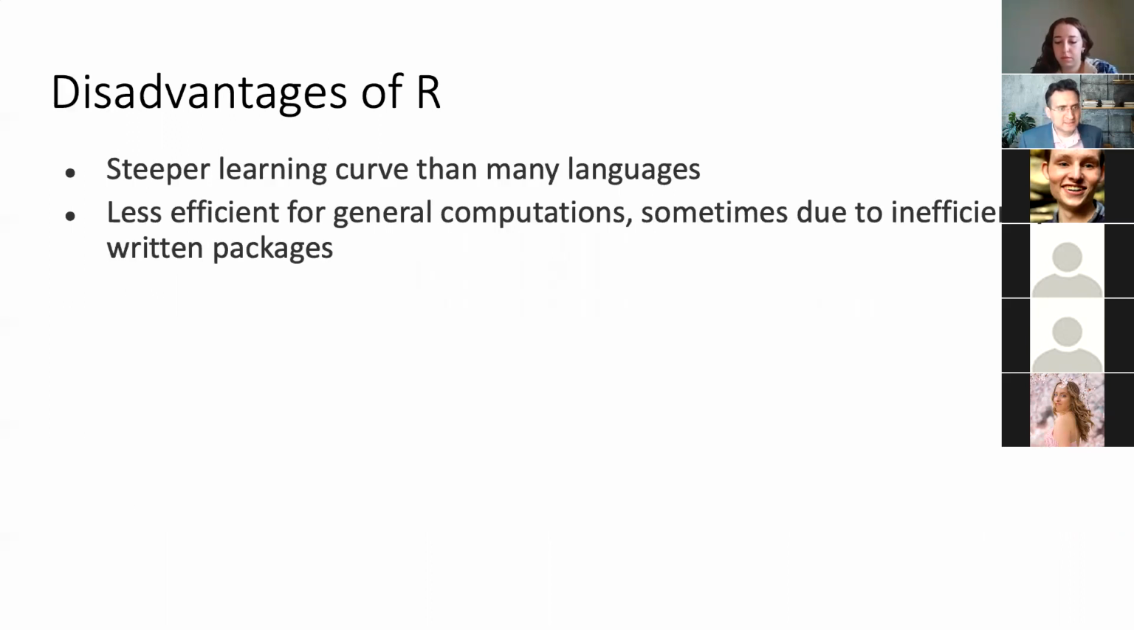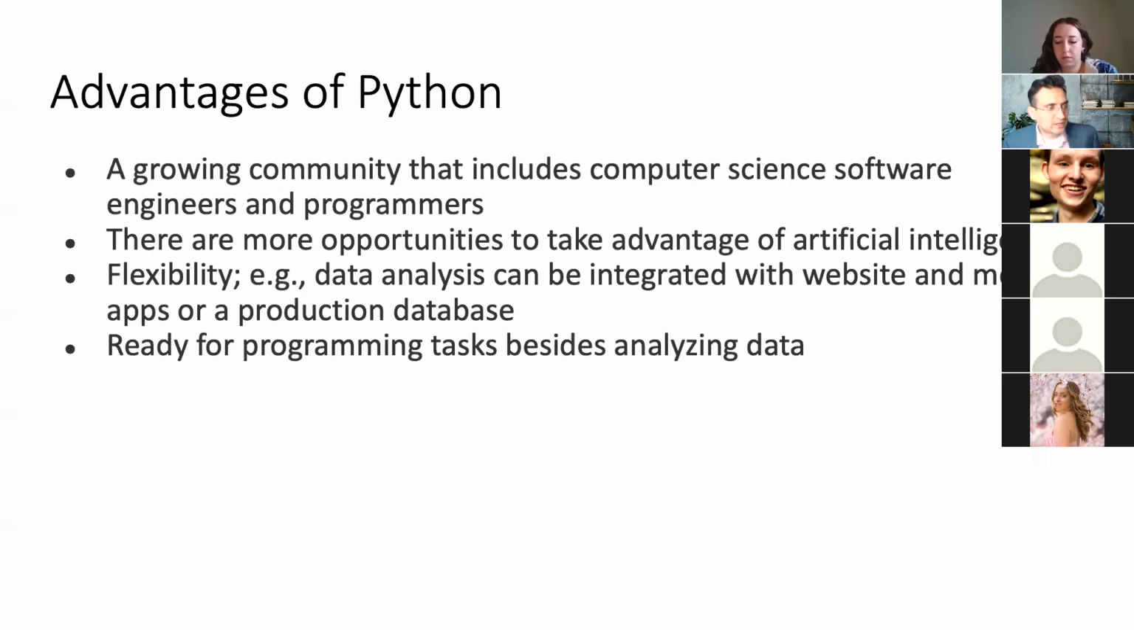Disadvantages: it's a little bit tricky in terms of learning it. So there is a steeper learning curve. It's less efficient for general computations, sometimes not because of the tool itself, but because of packages that have been written inefficiently. So that's R. Now the second one is called Python.